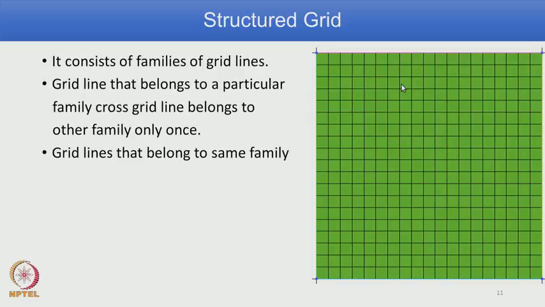Similarly, grid lines that belong to the same family do not cross each other. As I mentioned before, all the vertical lines are one family, all the horizontal lines are another family. You can observe here vertical lines do not meet each other. Any vertical line runs parallel to another vertical line, and they do not cross each other. Similarly, all horizontal lines belong to one family, they run parallel to each other and they do not meet each other.